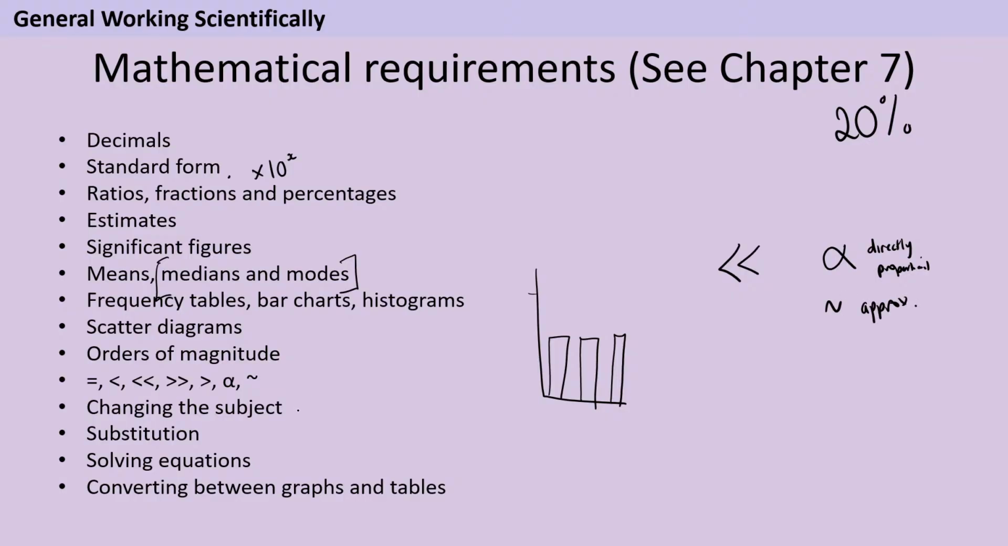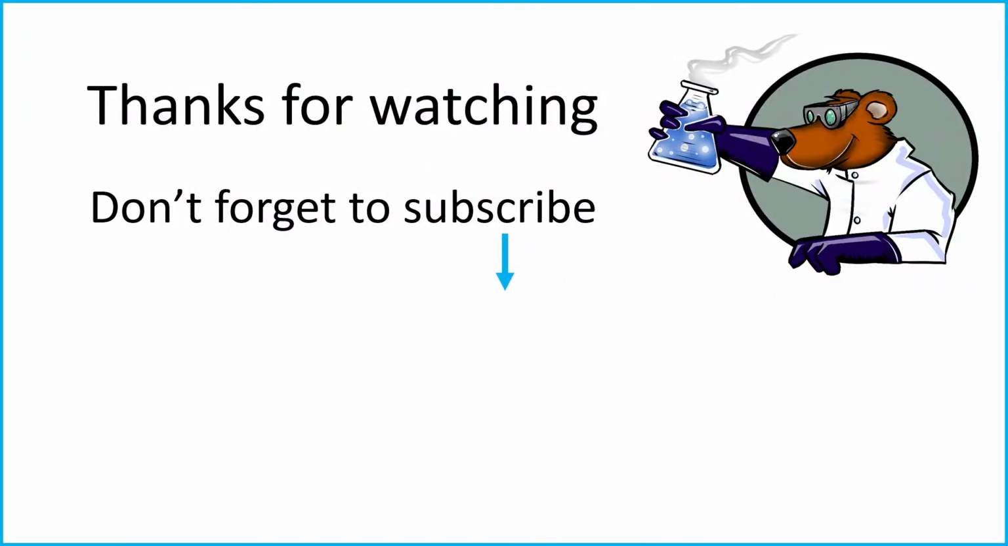Changing subjects of the equation, probably not so relevant for chemistry paper 2. Likewise, substituting and solving equations, and then converting between graphs and tables is just, can you take a table of data and plot it on a graph? And that's the whole lot.